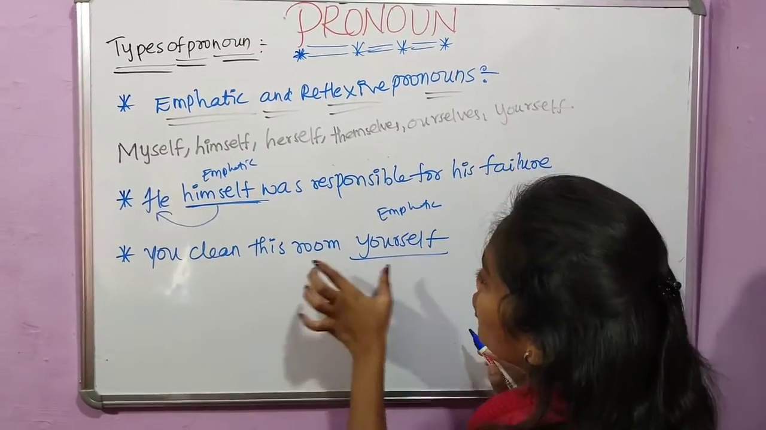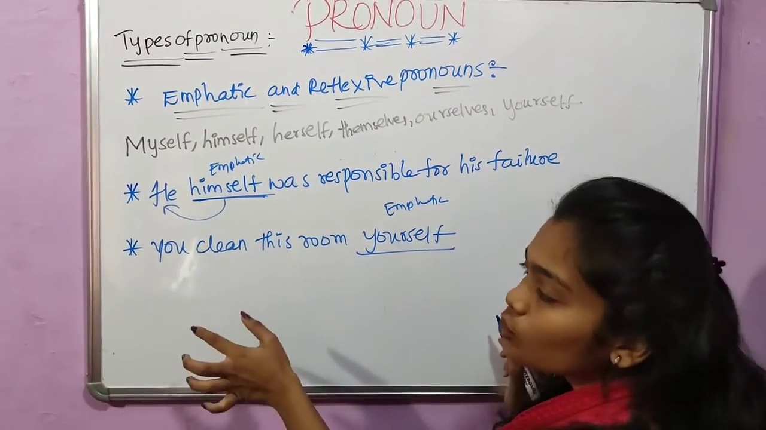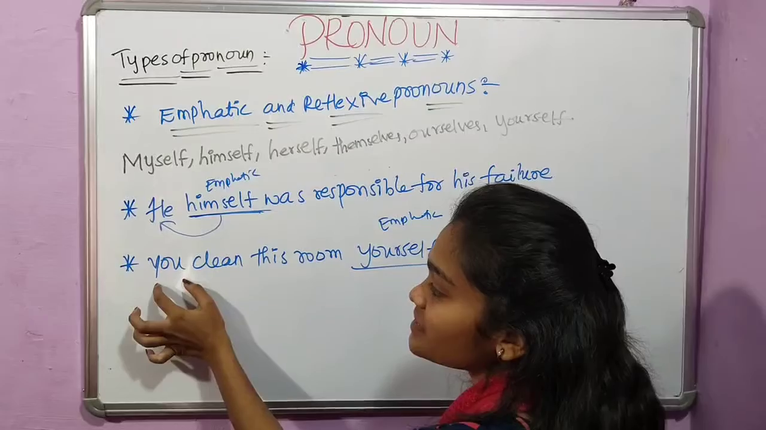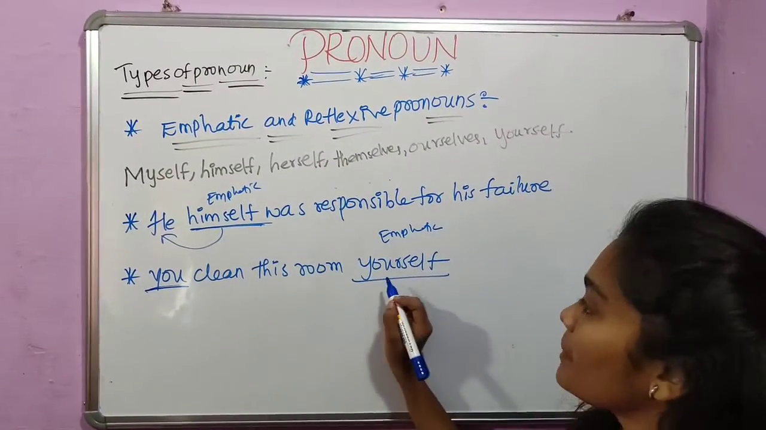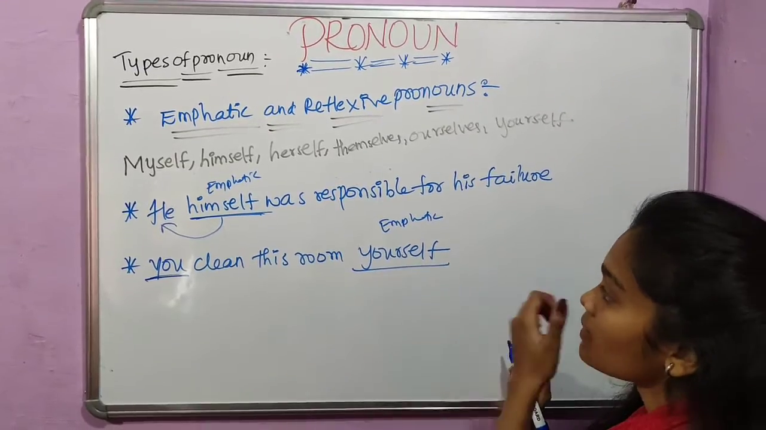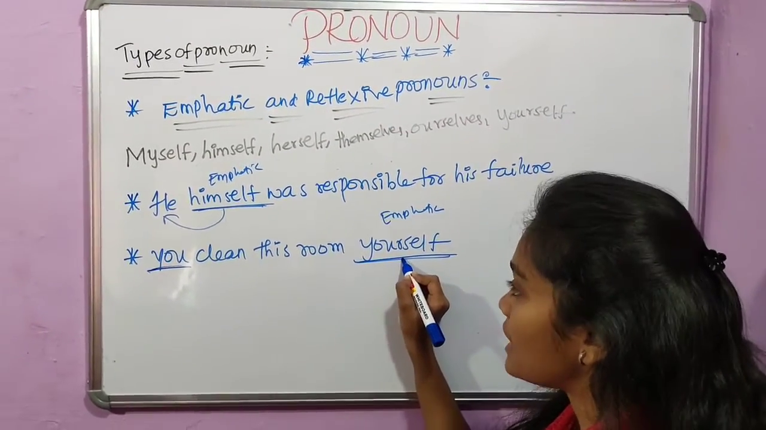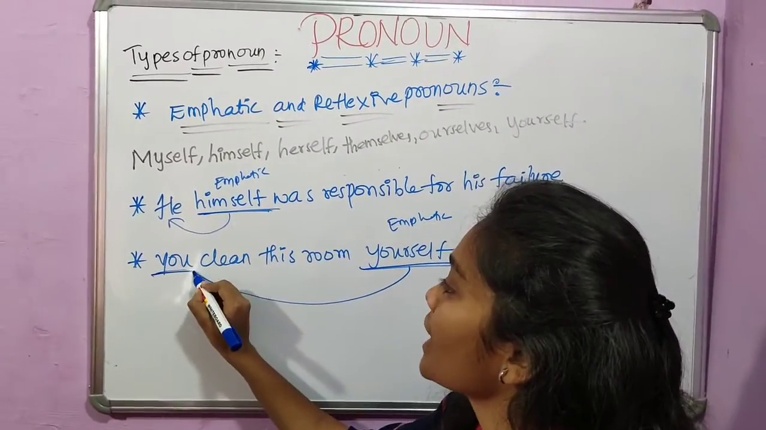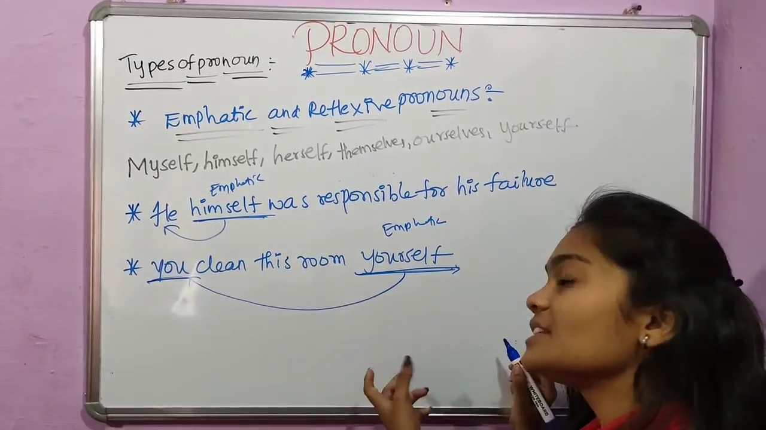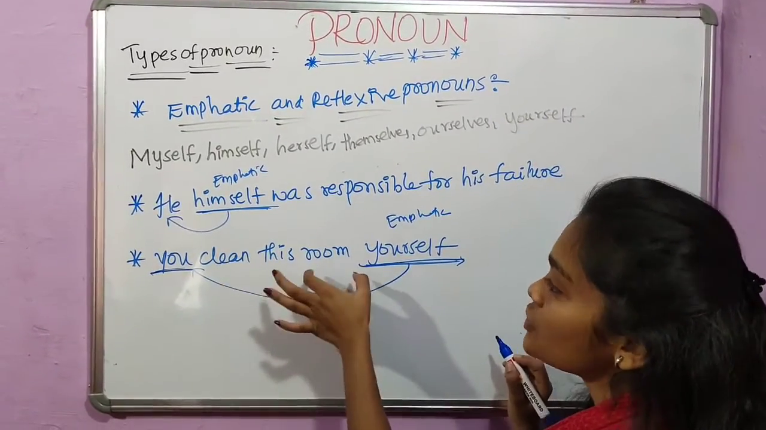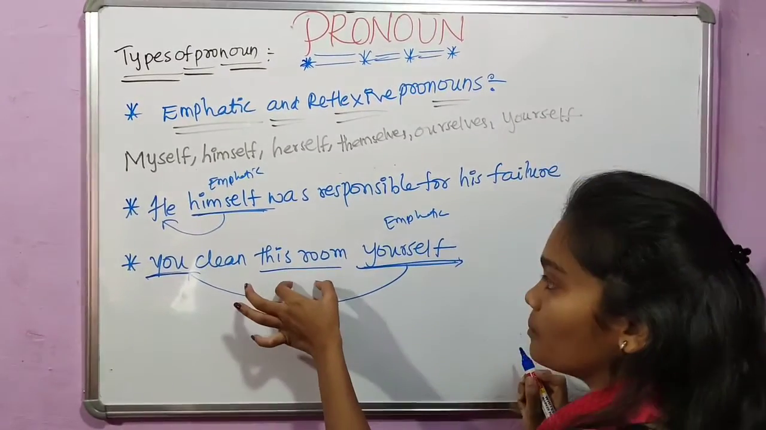In this sentence also, yourself is an emphatic pronoun. An emphatic pronoun does not need to be placed just beside the pronoun. It can also be placed at the end of a sentence. In this sentence also, the pronoun yourself emphasizes the subject you. And if you remove this pronoun, it makes complete sense. You clean this room. Here in this sentence, this room is an object.